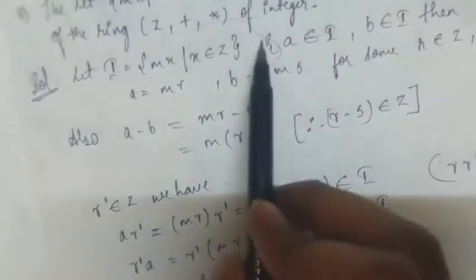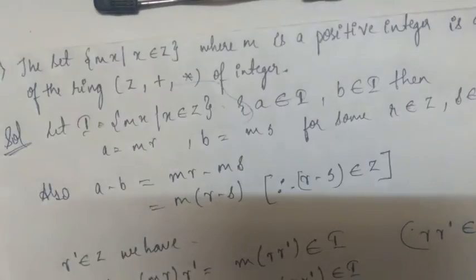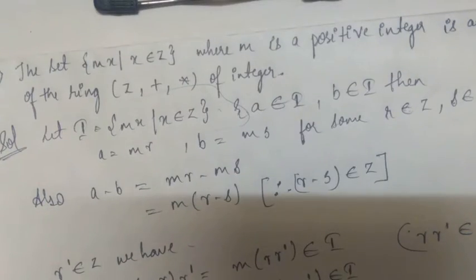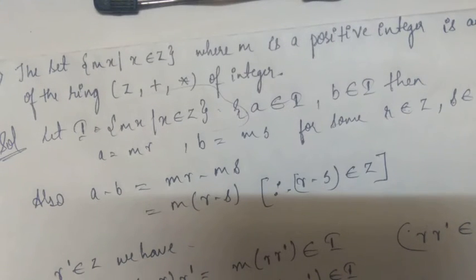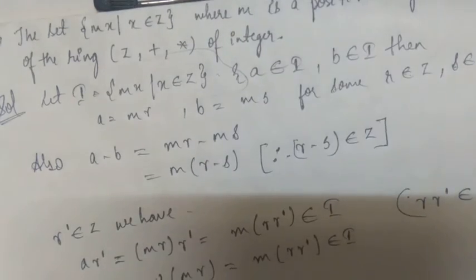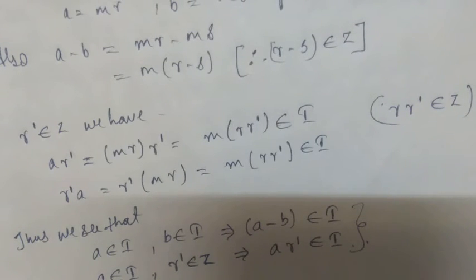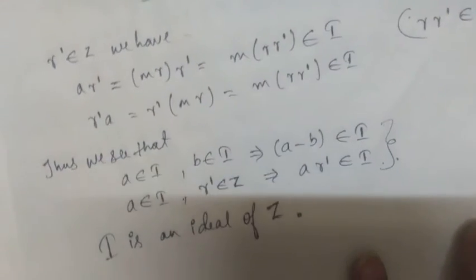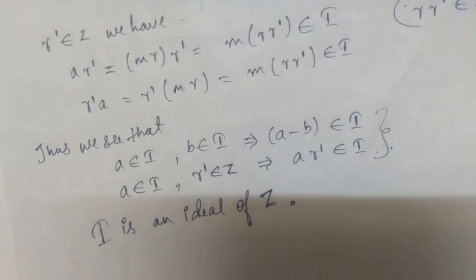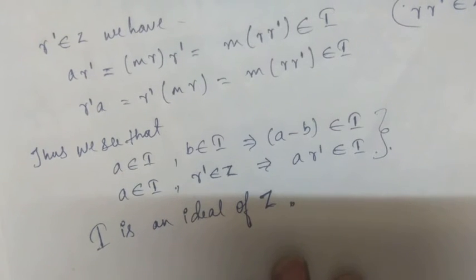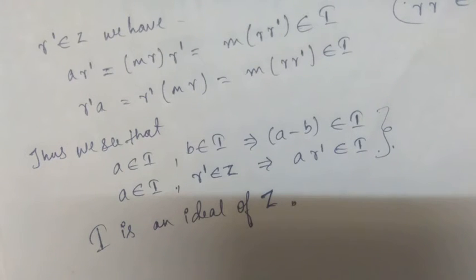I is an ideal. So we can say that a positive integer is an ideal in a ring of integers. We have done this. I think it is visible and clear. So thus we have proved that a positive integer is an ideal. Now let's take up another problem.